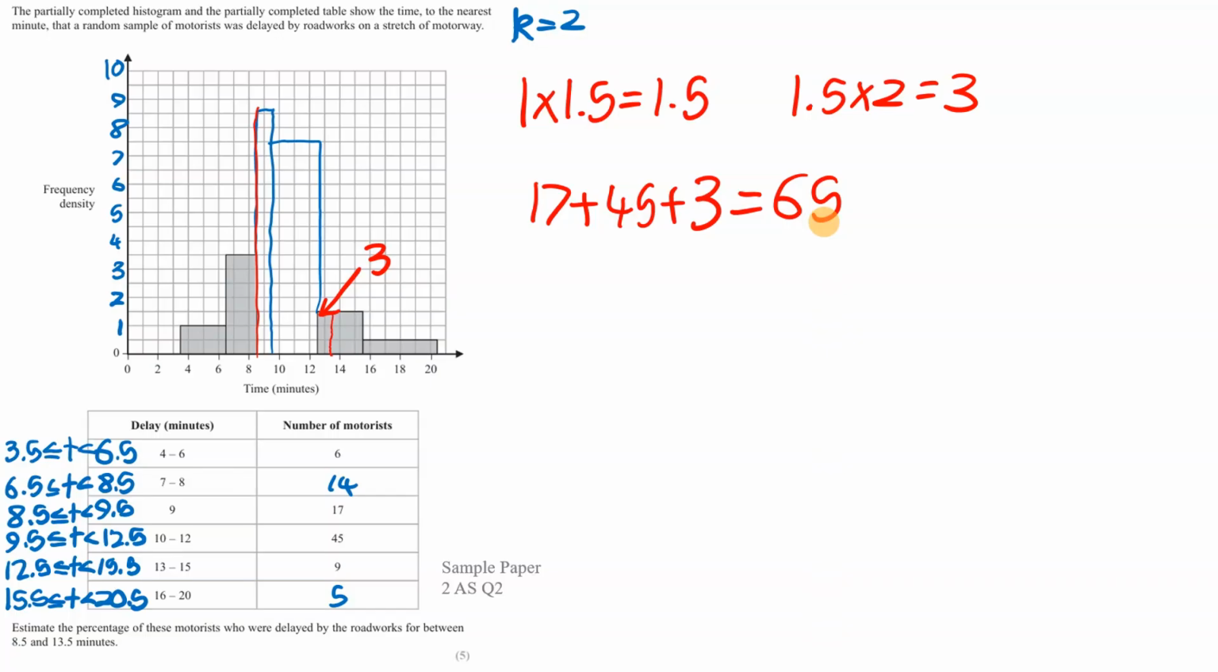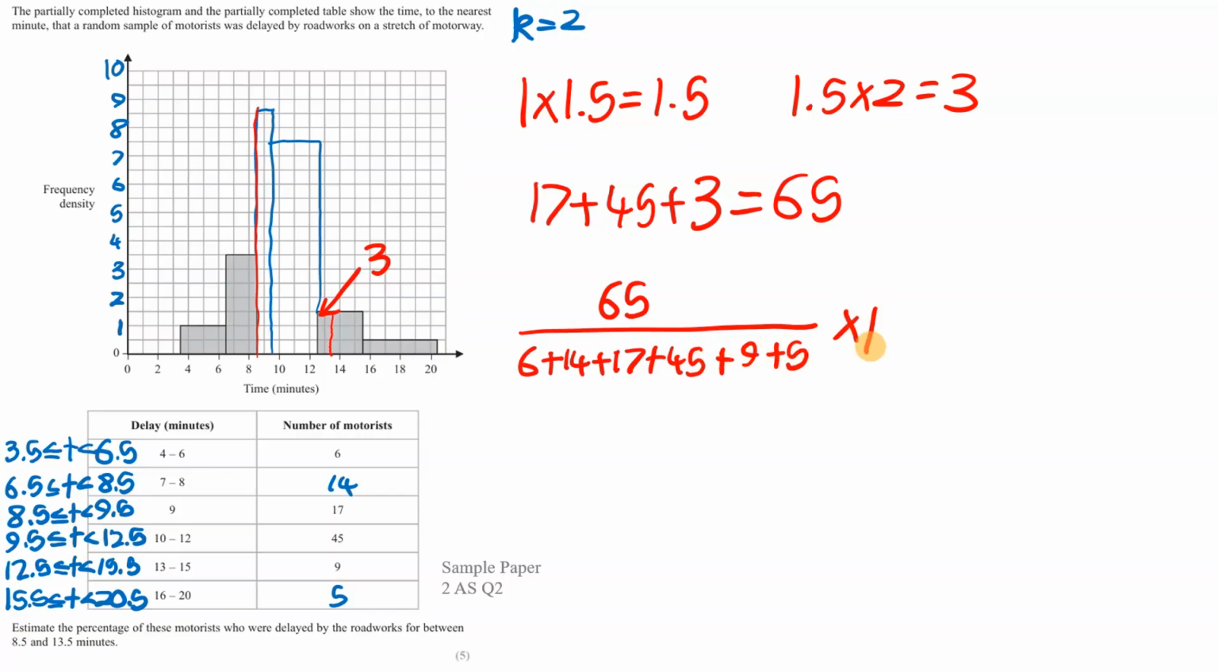We need to find the percentage, and we can do this because we can just add all of these frequencies together to get the total number of motorists. So the percentage is going to be 65 divided by these frequencies added together, so 6 plus 14 plus 17 plus 45 plus 9 plus 5, and we want a percentage, so we're going to multiply it by 100. And if you put this into your calculator to one decimal place, it is 67.7%. So this is the percentage of the motorists who were delayed by the roadworks for between 8.5 and 13.5 minutes.